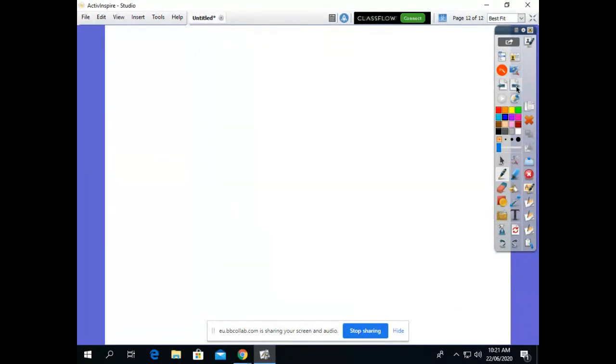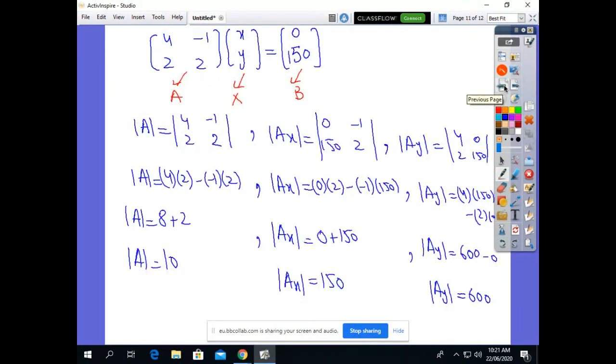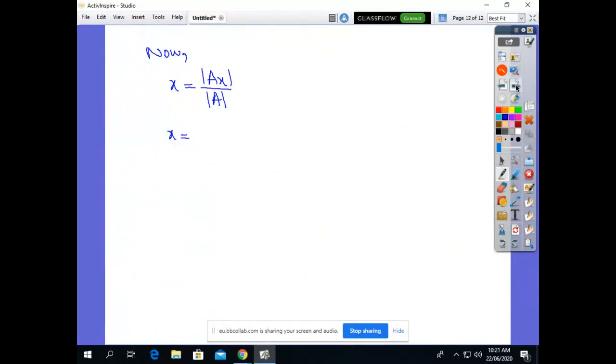Now, how do we find x? X is equal to the determinant of matrix AX divided by the determinant of A. What is AX? AX is 150, and the determinant of A is 10. After simplification it becomes 15. That is 10 times 15 is 150.